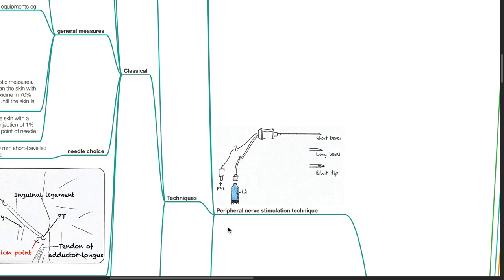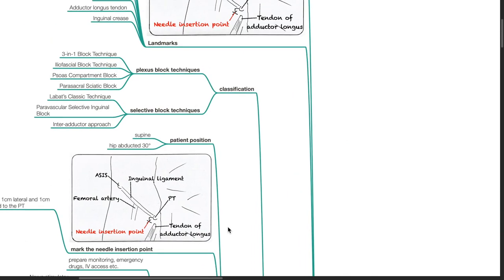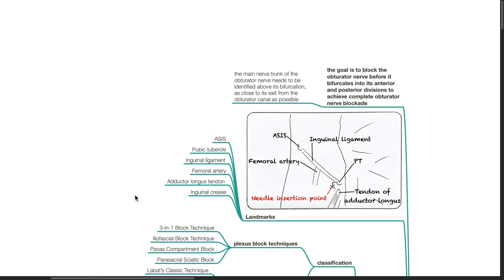Peripheral nerve stimulation technique. The goal is to block the obturator nerve before it bifurcates into its anterior and posterior divisions to achieve complete obturator nerve block. The main nerve trunk of the obturator nerve needs to be identified above its bifurcation, as close to its exit from the obturator canal as possible.